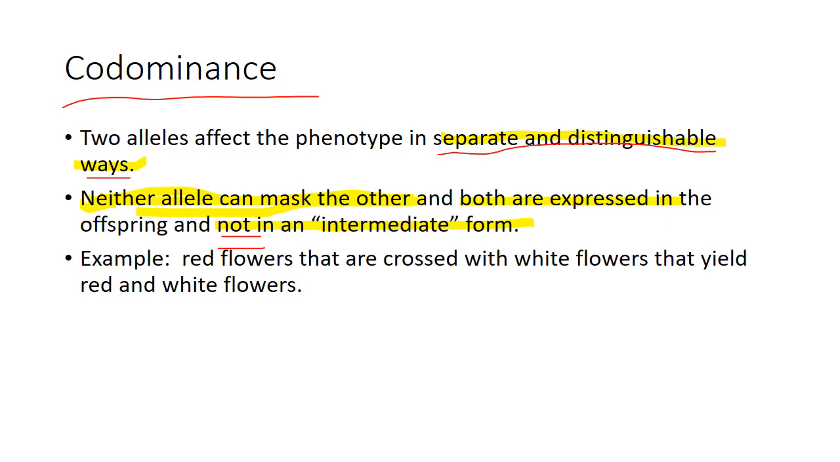So our example here is we have red flowers and white flowers, and they give us both red and white flowers. So there's no pink flowers there. The flowers have red and white in that flower.